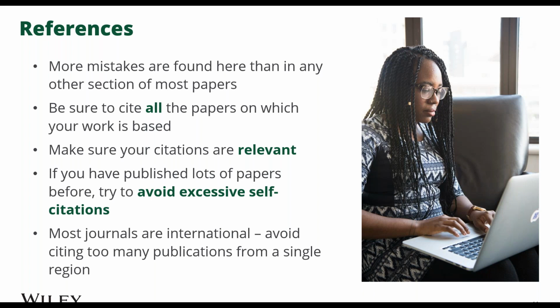Make sure your citations are relevant. It won't help to have lots and lots of citations if they're not actually being used. But that being said, you should always cite a work you are using in order to avoid plagiarism. You can always take out a citation later on if you realise that it's not really necessary. If you have published any papers in the past, then you should try to avoid excessive self-citations. And finally, most journals are international. If you can, you should avoid excessively citing publications from a single region where possible.